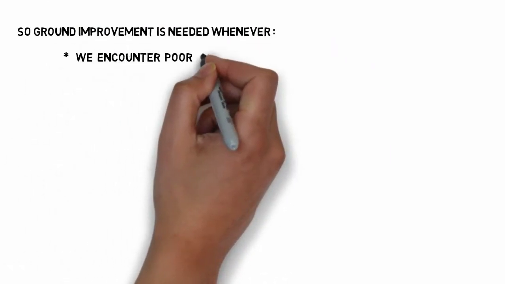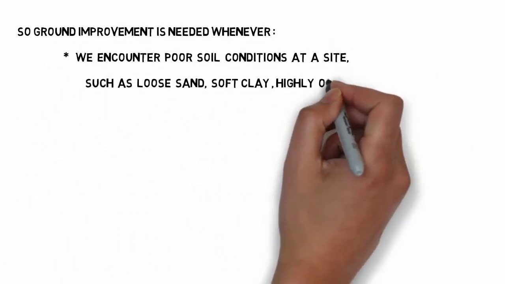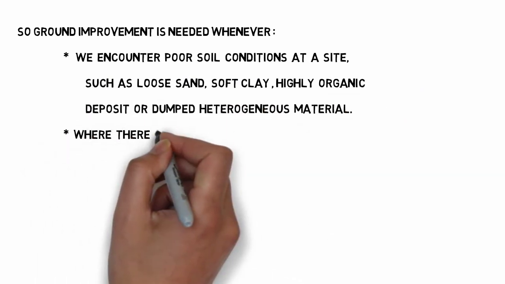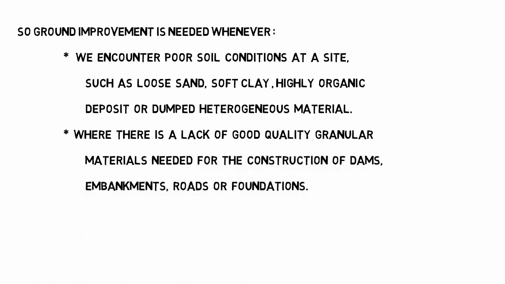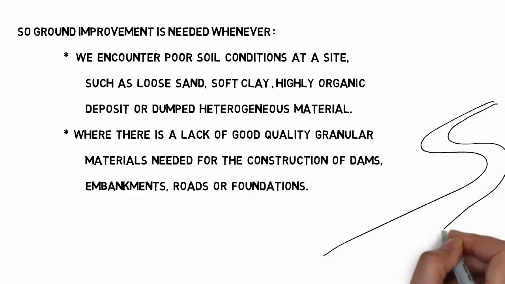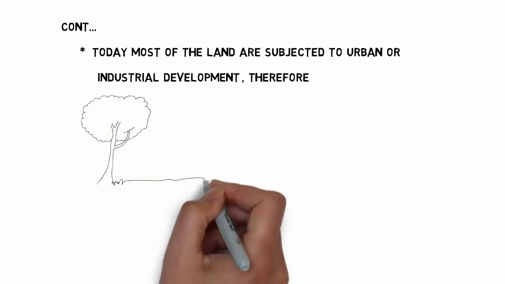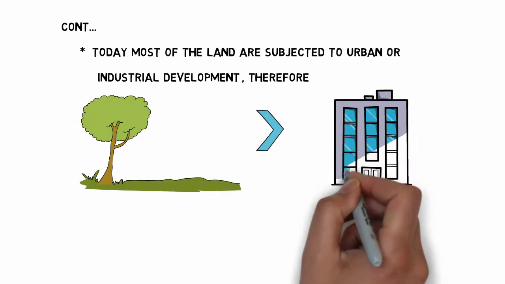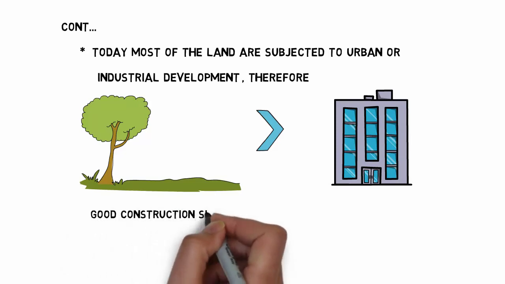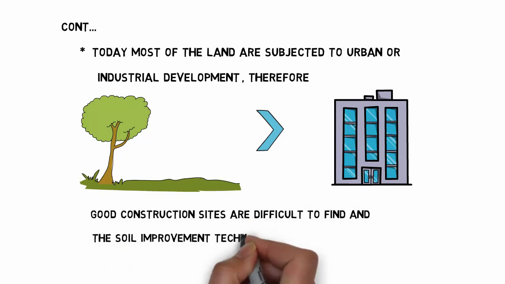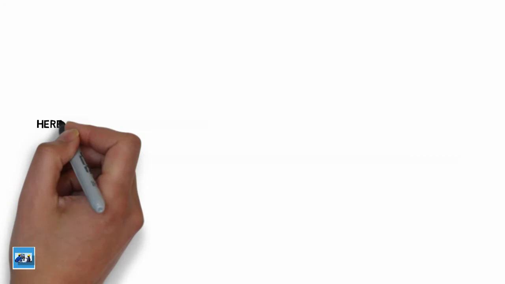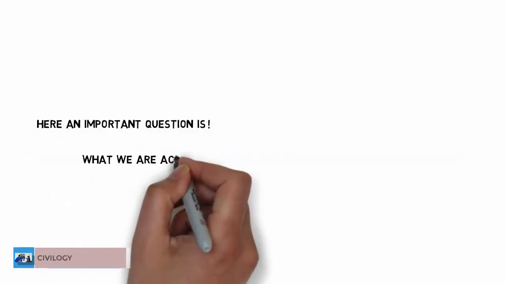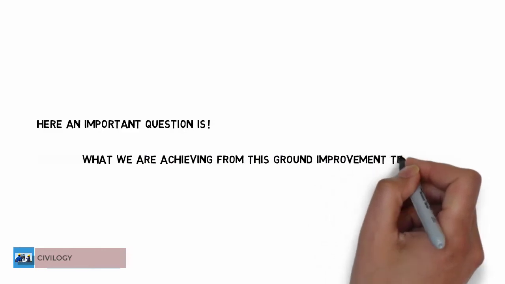So ground improvement is needed whenever we encounter poor soil conditions at the site, such as loose sand, soft clay, high organic deposits or dumped heterogeneous materials, where there is a lack of good quality granular materials needed for the construction of dams, embankments, roads or foundations. Today most of the lands are subjected to urban or industrial development. Therefore, good construction sites are difficult to find, and soil improvement techniques are the most frequent and the best option technically and economically. Here an important question arises: what are we achieving from these ground improvement techniques?